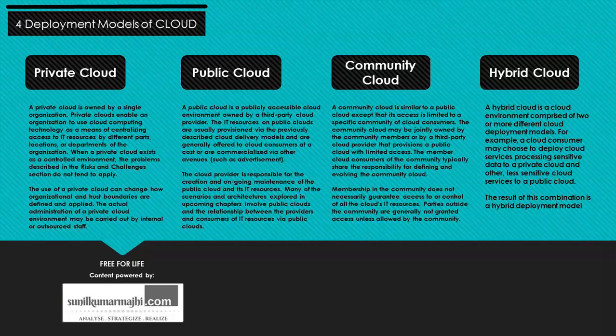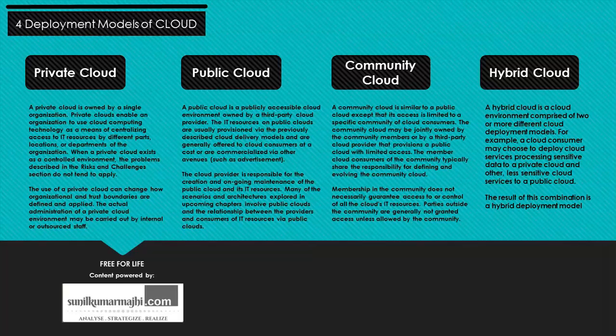Now coming to the public cloud. A public cloud is a publicly accessible cloud environment owned by a third-party cloud provider. The IT resources on public cloud are usually provisioned via the previously described cloud delivery models and are generally offered to cloud consumers at a cost or are commercialized via other avenues such as advertising. The cloud provider is responsible for creation and ongoing maintenance of the public cloud and its IT resources. Many of the scenarios and architectures explored in upcoming chapters involve public clouds and the relationship between the providers and consumers of IT resources via public clouds.